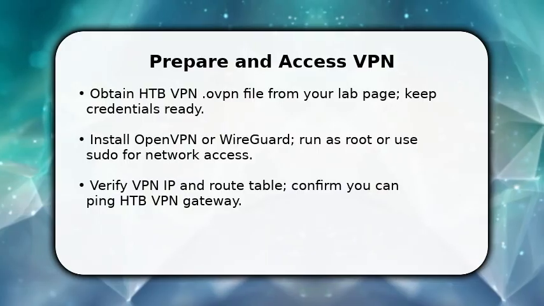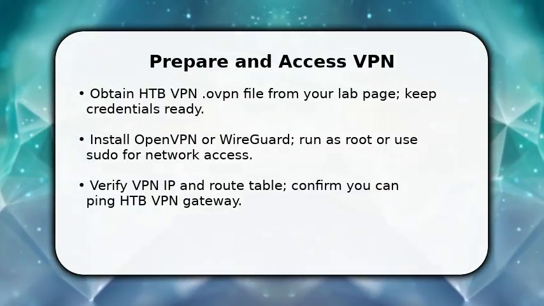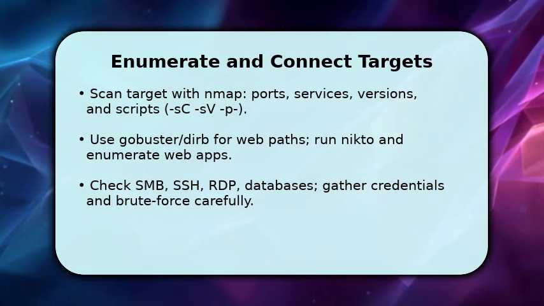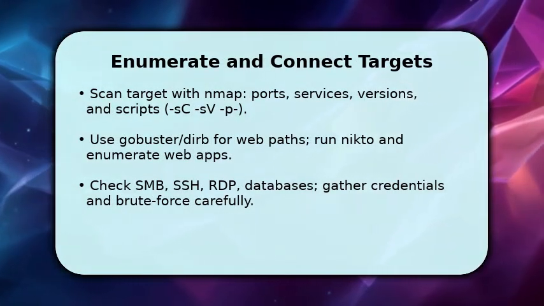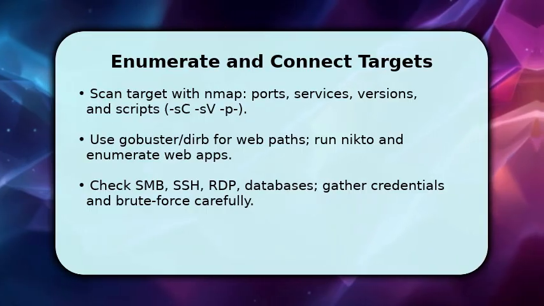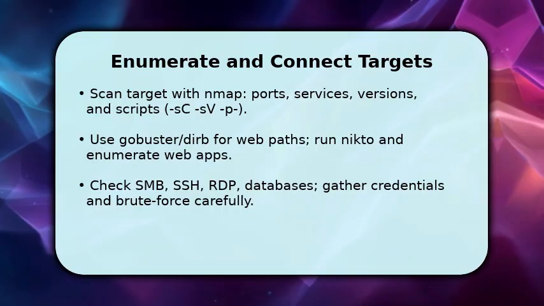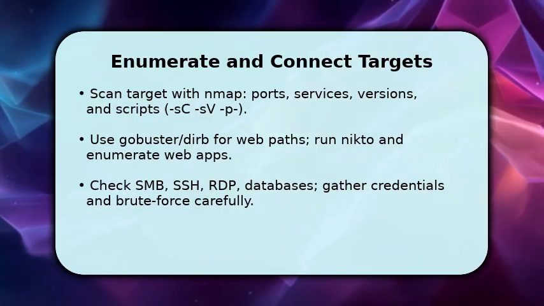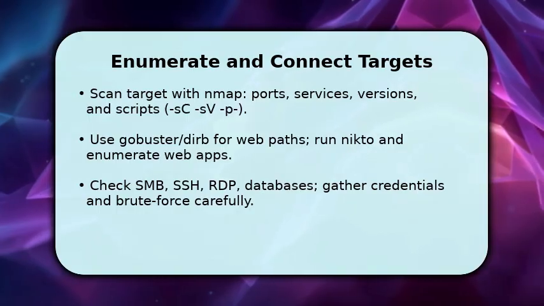You perform fast but thorough enumeration. Start an Nmap full port scan with service detection and default scripts to map attack surface. Once results arrive, pivot to targeted tools: Gobuster for directories, Nikto for web issues, and enum4linux for Linux or SMB, and smbclient for SMB shares. At the same time, attempt safe credential checks against SSH or web login forms.